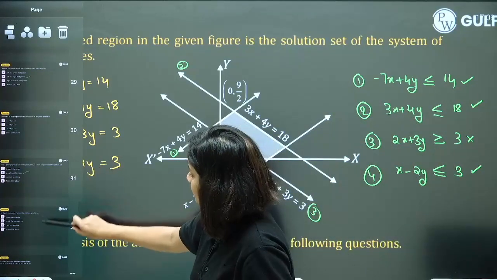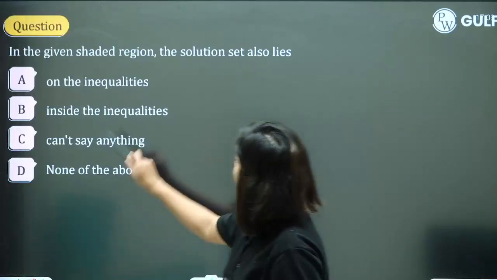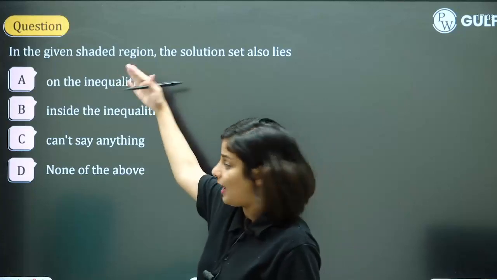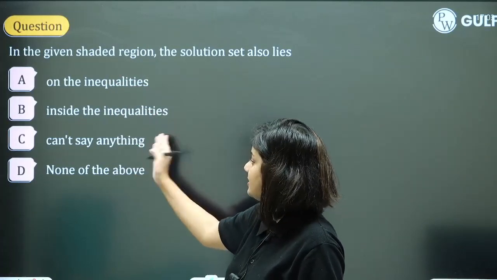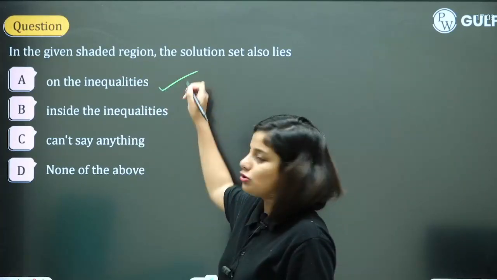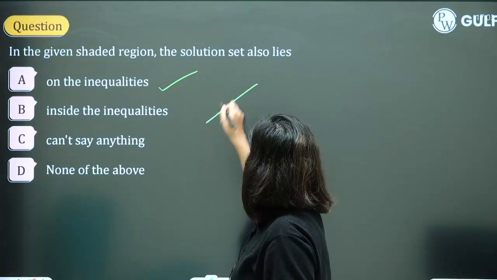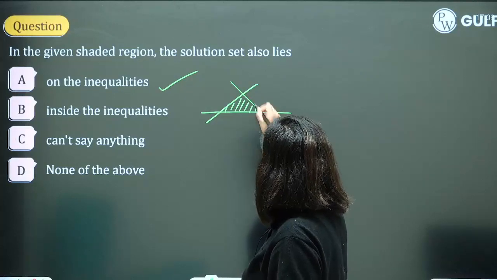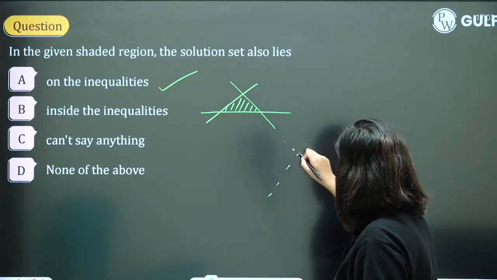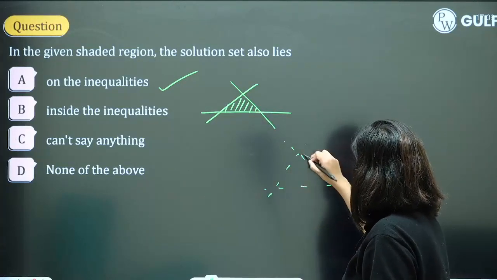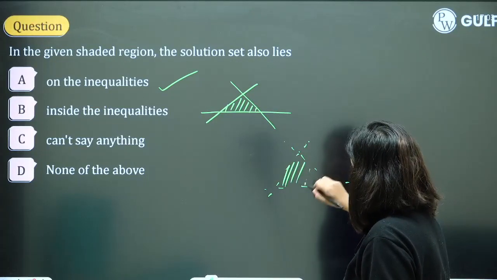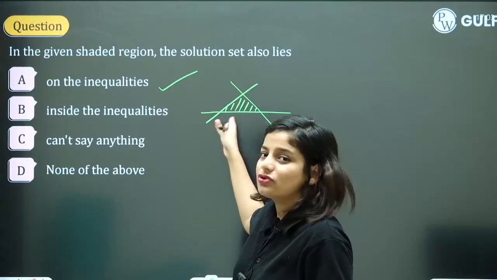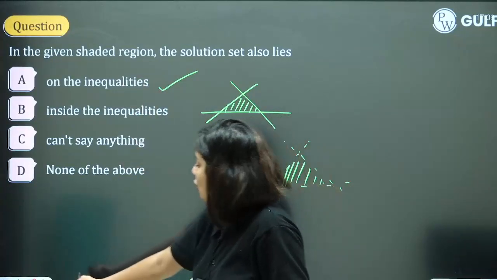And in the given shaded region, the solution set also lies on the inequalities, inside the inequalities, can't say, or none of the above. It also lies on the inequality because of the solid line. Because of the solid line, the solution is also lying on the line. If it was dotted, guys, then the solution would have lied inside, not on the lines but inside. But because we had solid lines, the solution also lies on the inequality.